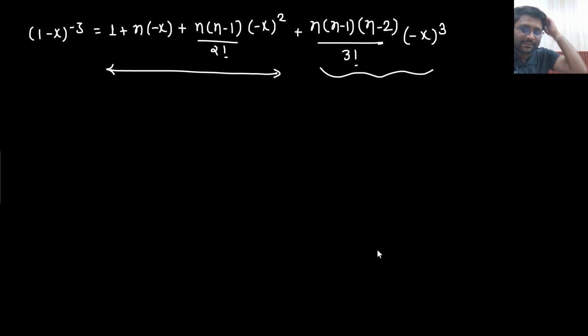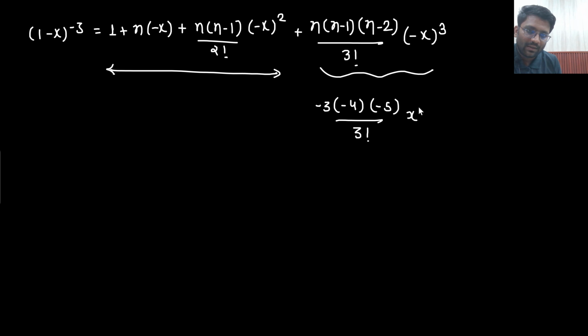Understandable? So here you put n equal to minus 3. So minus 3 into minus 4 into minus 5 divided by 3 factorial, x to the power 3, and then another negative sign will come up, from the minus x to the power 3. So this negative will become positive. Understandable? Minus x to the power minus 3, so the negative sign will come up, negative will become positive. So this is the answer we are getting.